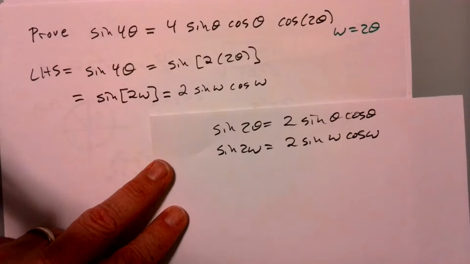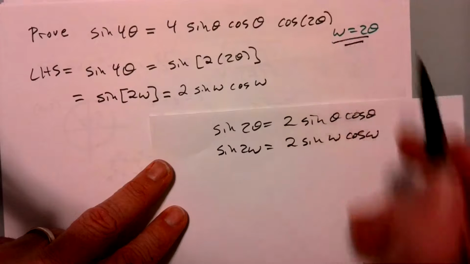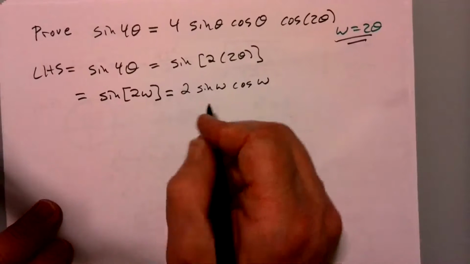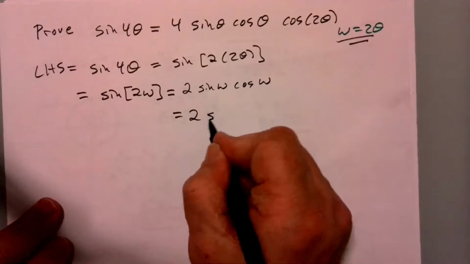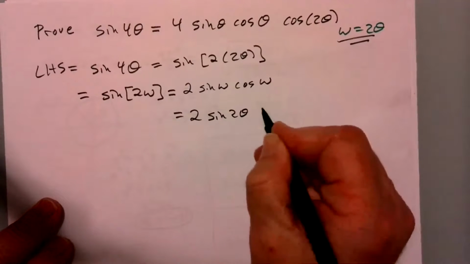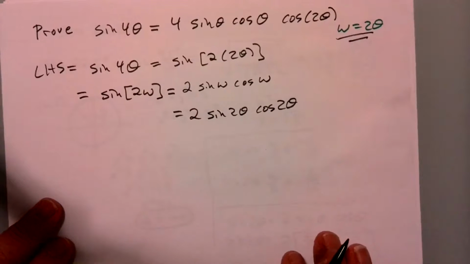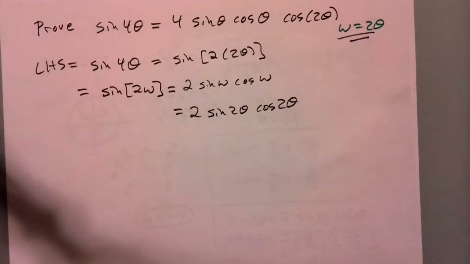But what is W? W is equal to 2 theta. So I'll replace those W's with 2 theta. So that in turn equals 2 sine 2 theta cos 2 theta. So where does that put us?